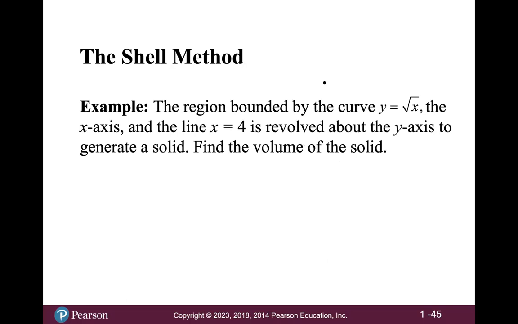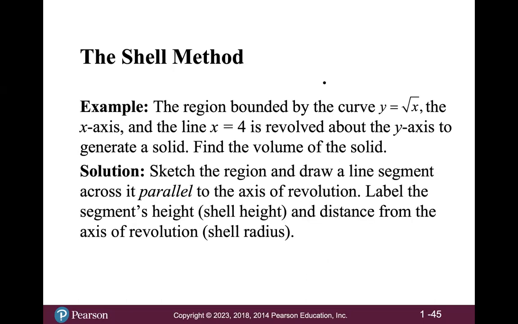All right, so for the next example, the region bounded by the curve y equals the square root of x, the x-axis, and the line x equals 4 is revolved about the y-axis to generate a solid. And we want to find the volume of that solid. So we will sketch the region and draw a line segment across it parallel to the axis of revolution.